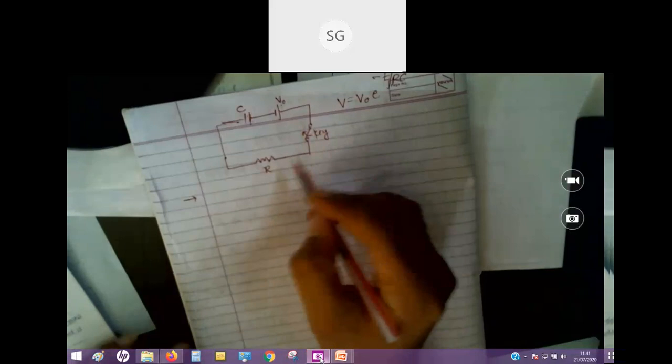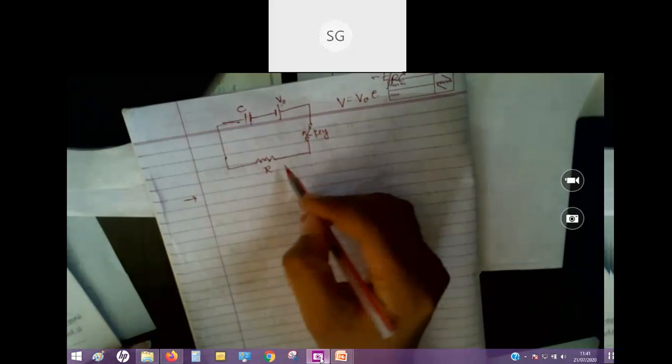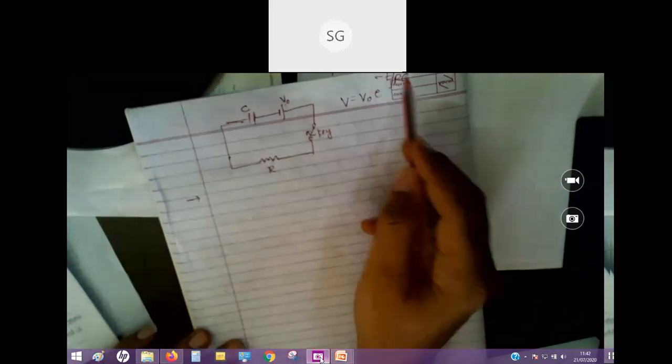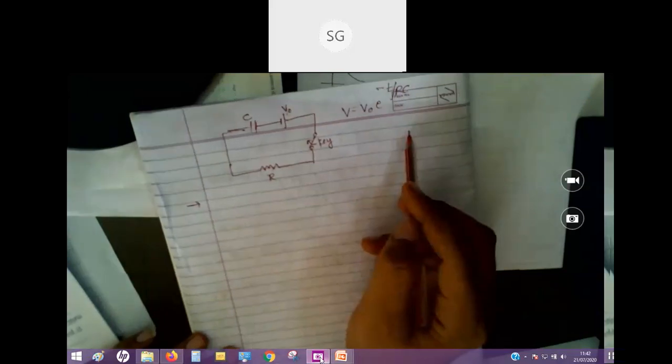This is the question, and we have to show that the voltage V at time t in the circuit is given by V is equal to V naught e raised to minus t by RC. I think the question is now understood.